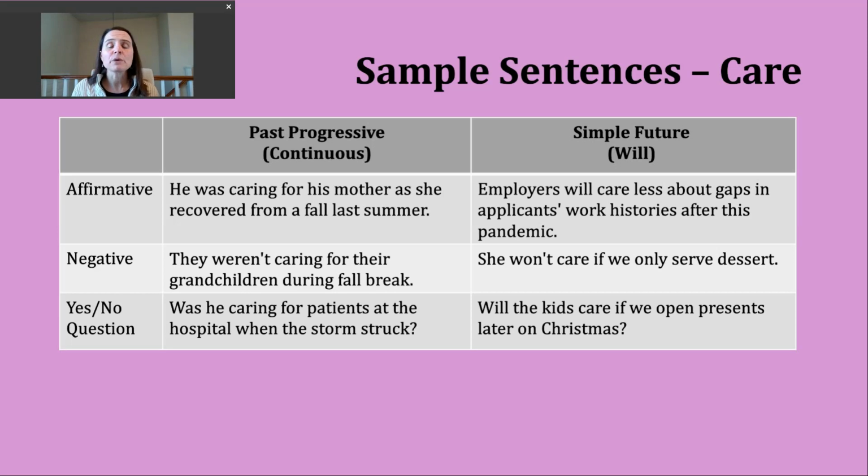So it's pretty common when we see the past progressive, right? We're noting an action in the past that was continuing, and we might have another action interrupt it. That interrupting action is always going to be in the simple past tense. So in this yes or no question, that struck, that's an example of a past tense form. So when the storm started, maybe would be another way to say that.